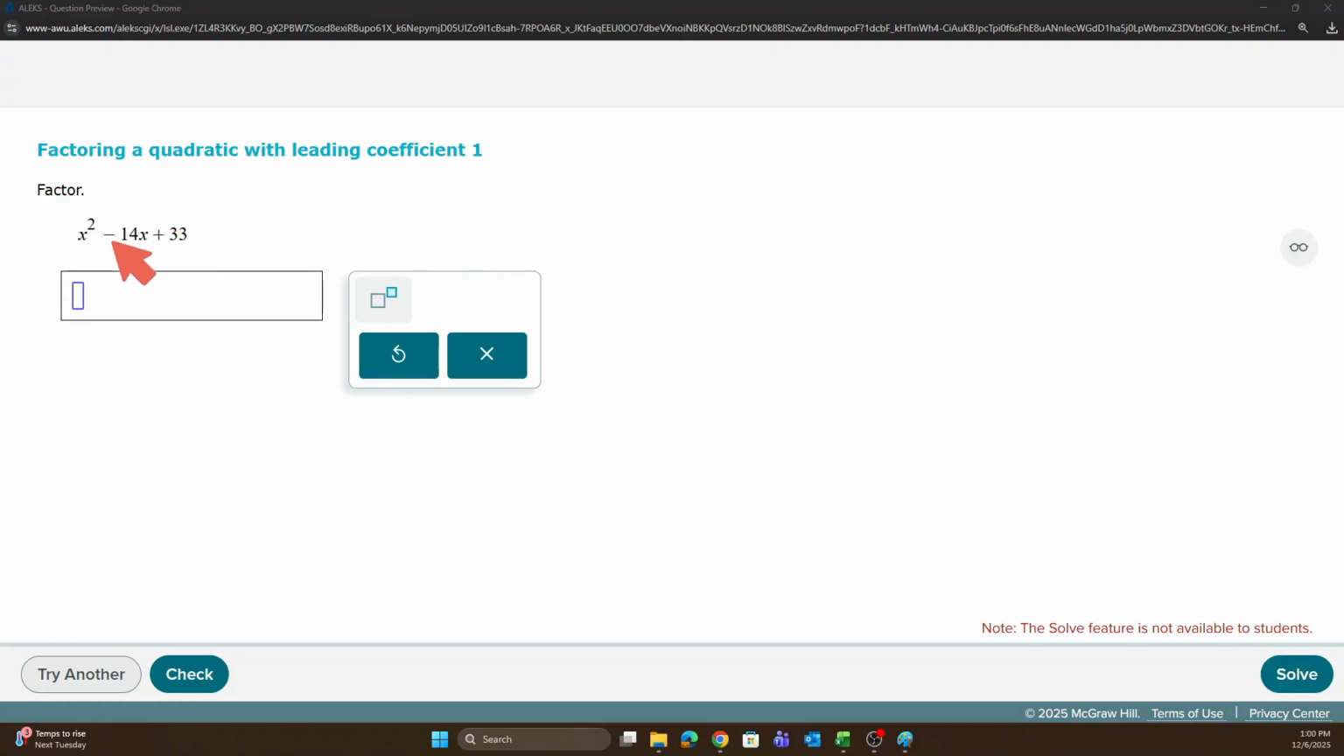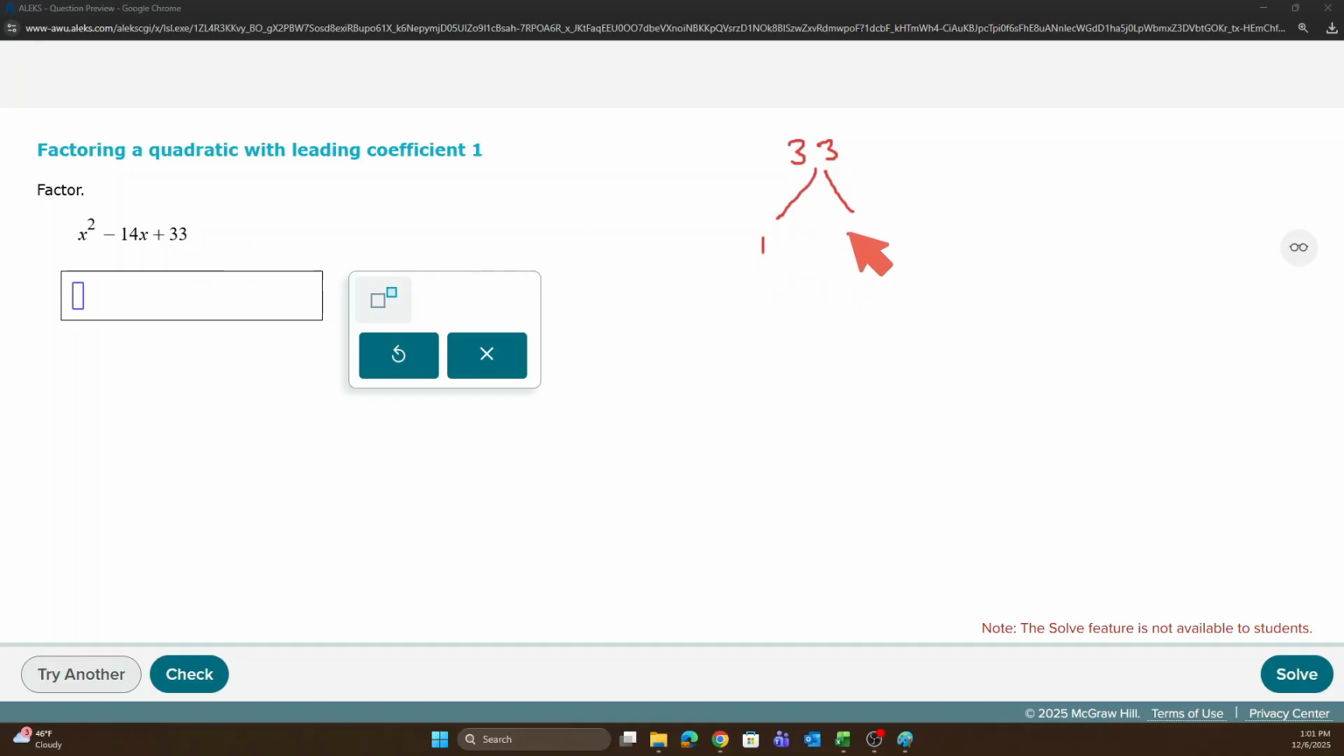So here we've got, once again, the leading coefficient's 1, so we're really focused on the middle term, this 14 and this 33. Now, since this is positive, but this is negative, we know that both of the factors of 33 need to be negative.